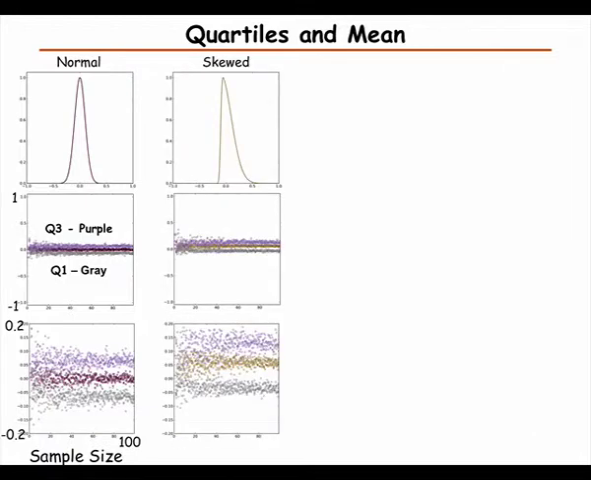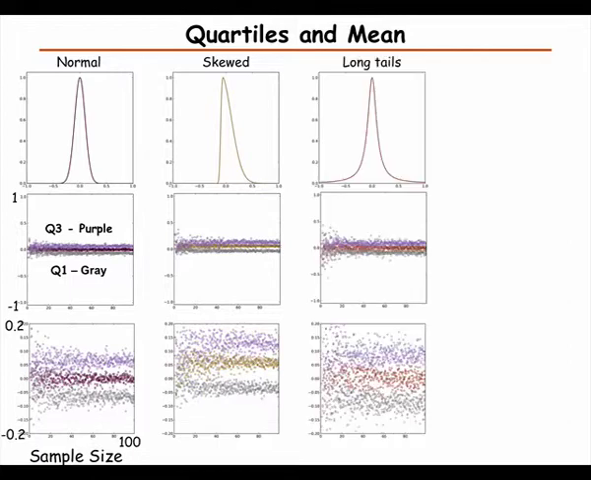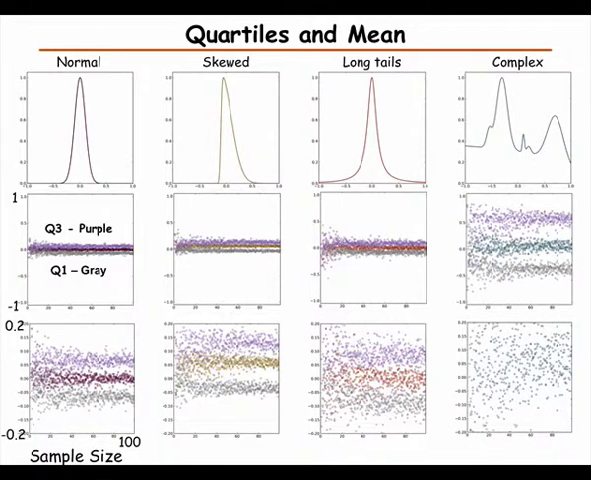And again, if we look at the skewed one, we can see the skew, and also we can see that with the long tails we have more of a scatter and more variation. And in the complex, again, we have a lot of variation.